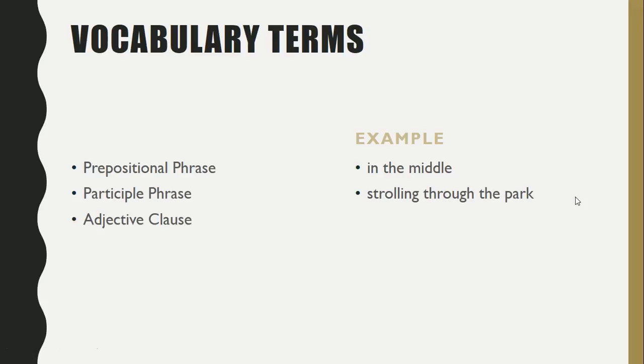And adjective clauses. We've talked about clauses before. Here's an example. That opens the door. Inside a sentence, that would make sense. This would be the dependent clause that would go with the main clause. So we'll look at a few of those.